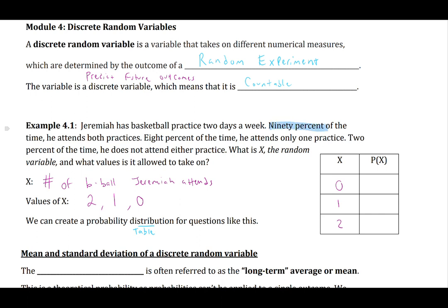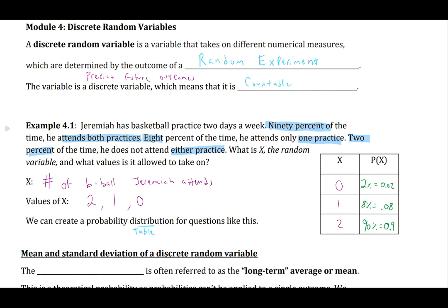And also, if we go back to the word problem, it tells us that 90% of the time, Jeremiah attends both practices. So 90%, or really 0.9. Then it says 8% of the time, he attends only one practice. So for 1 practice, he attends 8%. So as a decimal, that would be 0.08. And if we continue reading, 2% of the time, he does not attend either practice. So 2% of the time, or 0.02, he attends 0 practices.